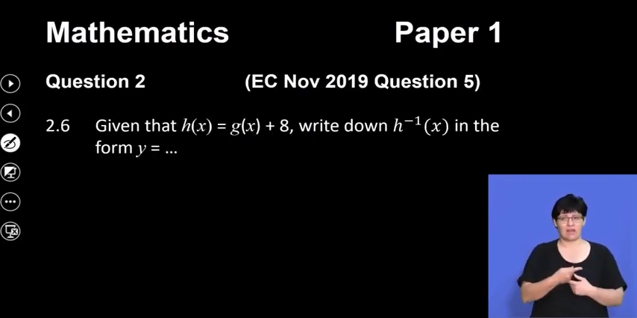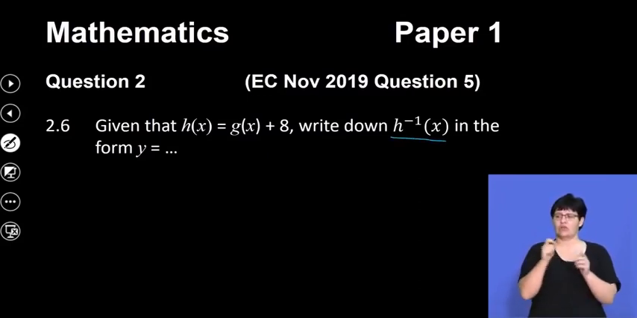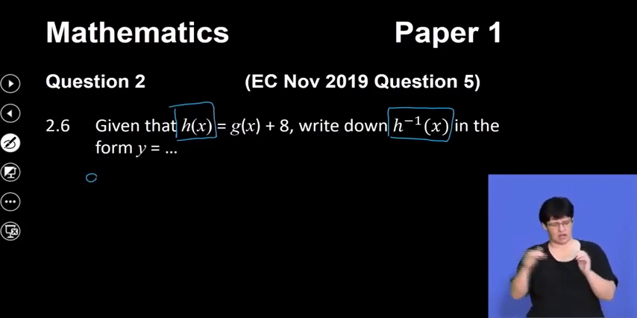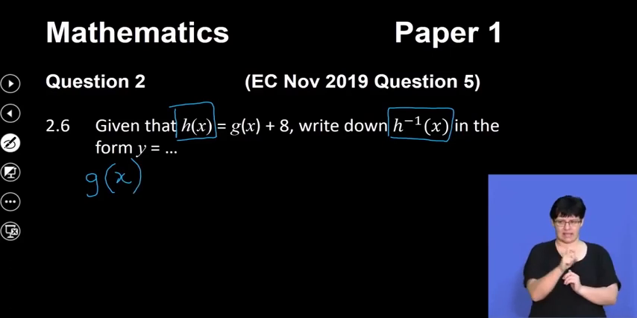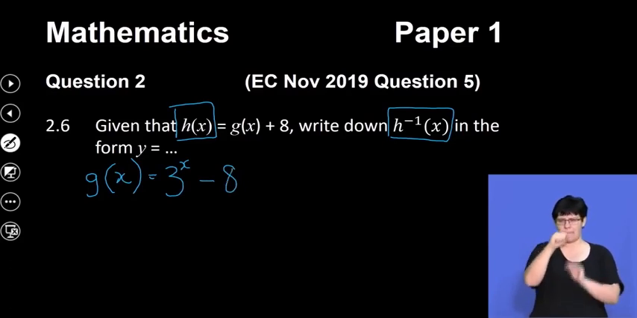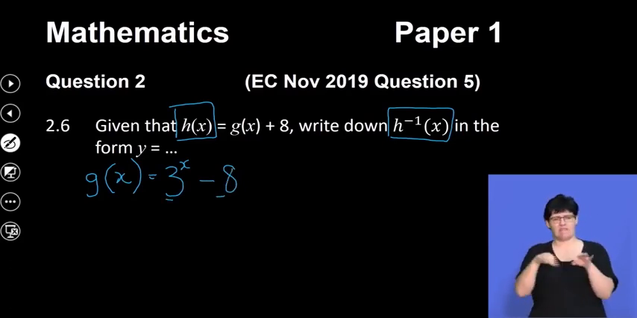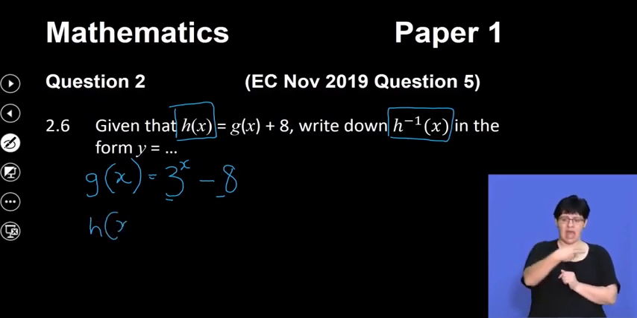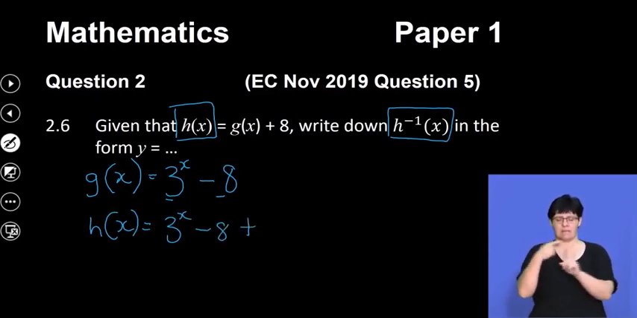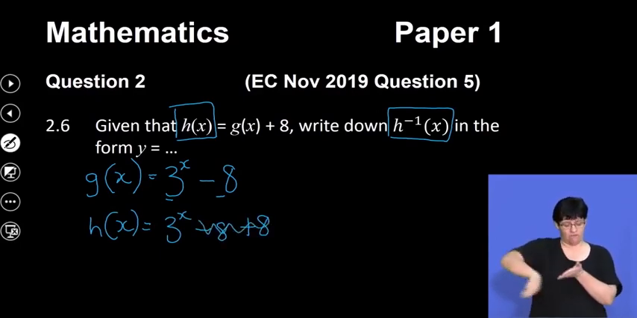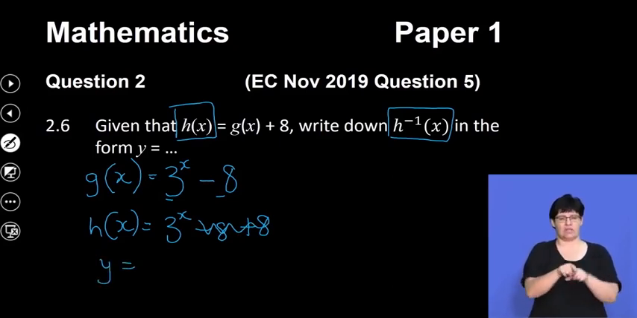Okay, we're given that h of x is equal to g of x plus 8, and then we're asked to write down the inverse in the form y equals blah, blah, blah. Okay, so let's first find what h of x is equal to. So we know that g of x, if you remember, was equal to 3 to the power of x minus 8. That was the value of b, that was the value of q. So therefore, h of x must be equal to 3 to the power of x minus 8 plus 8.